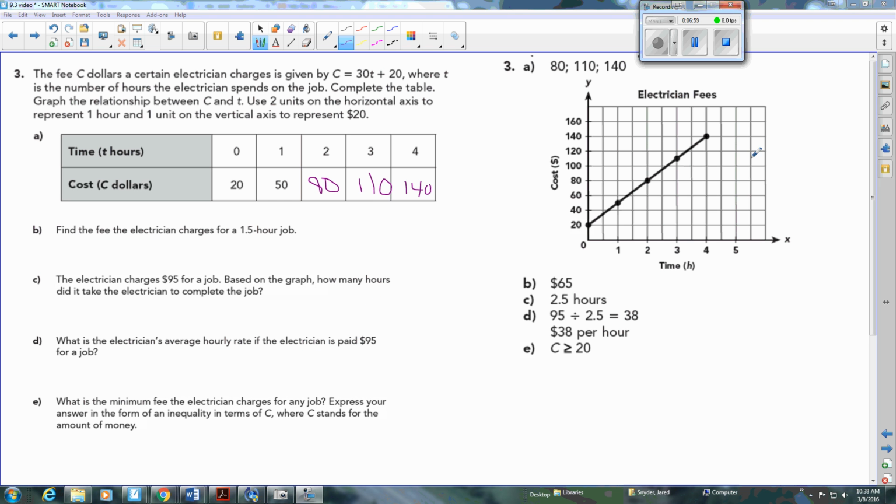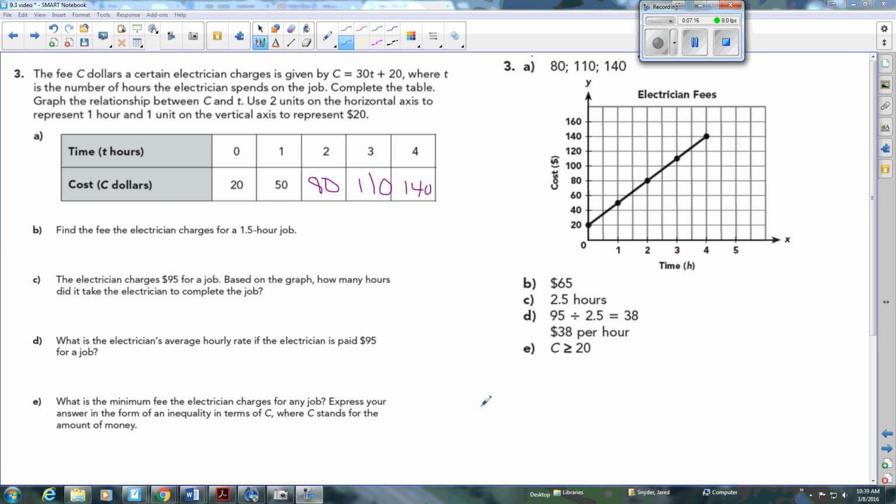So we go over here, we find 95, which is going to be right about there. So you're going to take 95, you're going to divide it by 2.5 hours, because that's 2.5 hours, and you get $38 per hour.